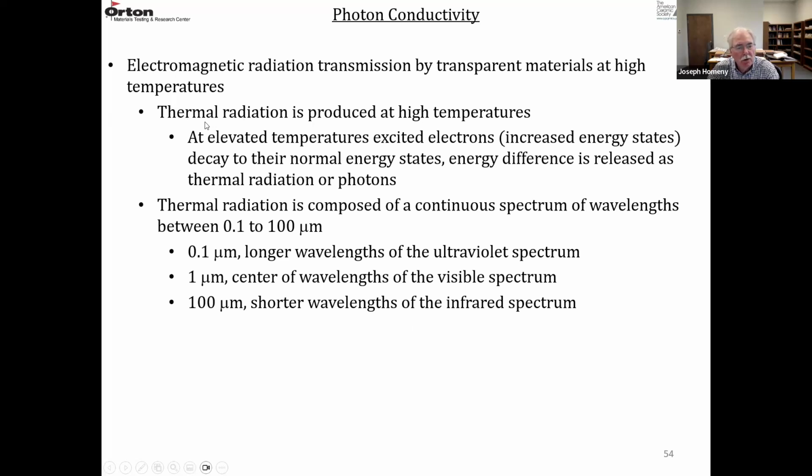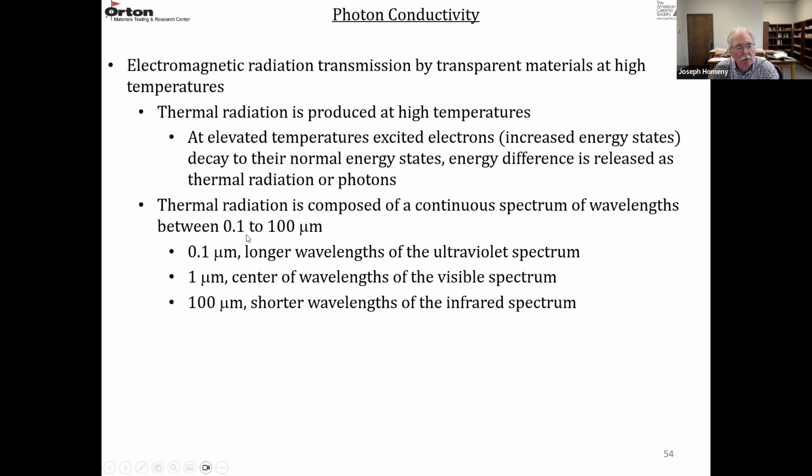So thermal radiation is produced at high temperatures. At very high temperatures, electrons are excited. They go to increased energy states. And then when they decay back to their normal energy states, they release thermal radiation. So that difference in energy is released as photons.